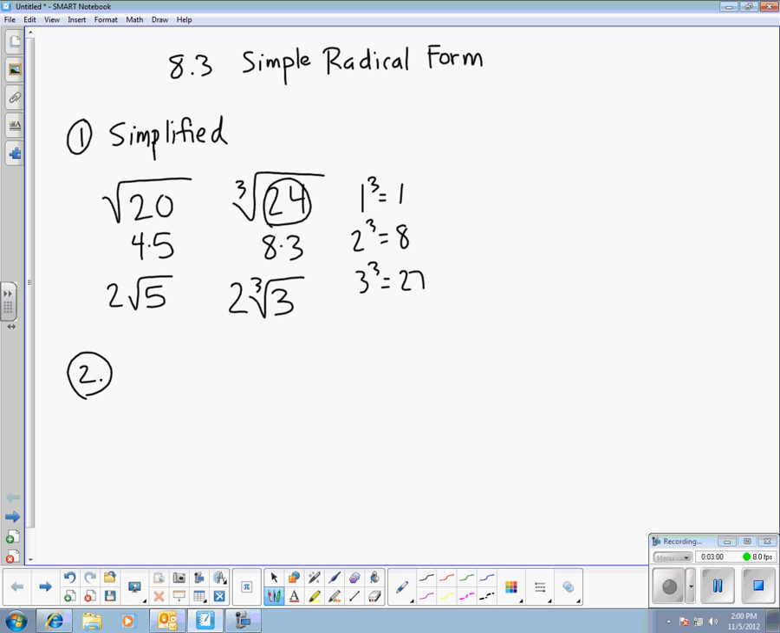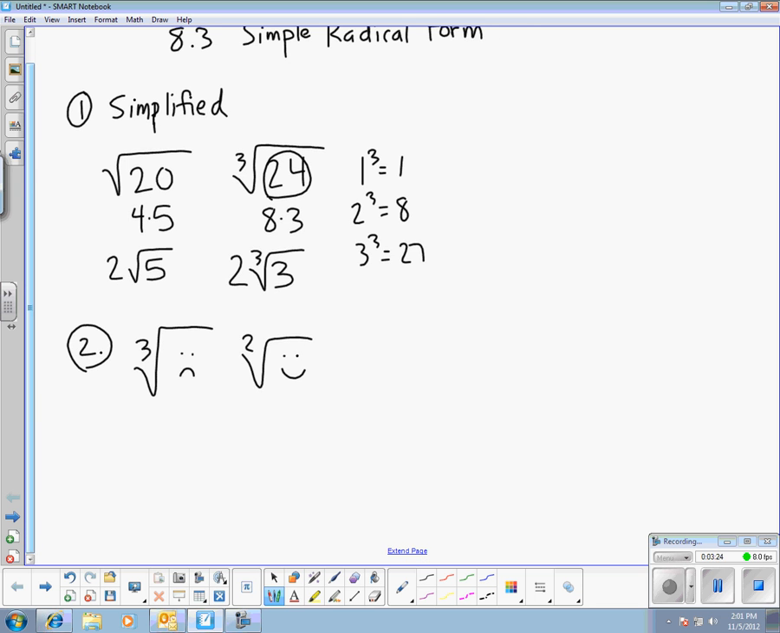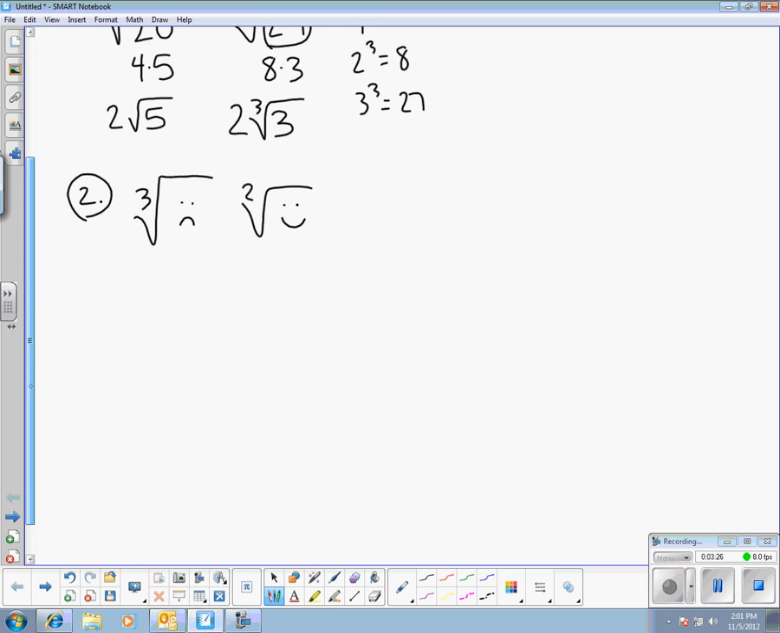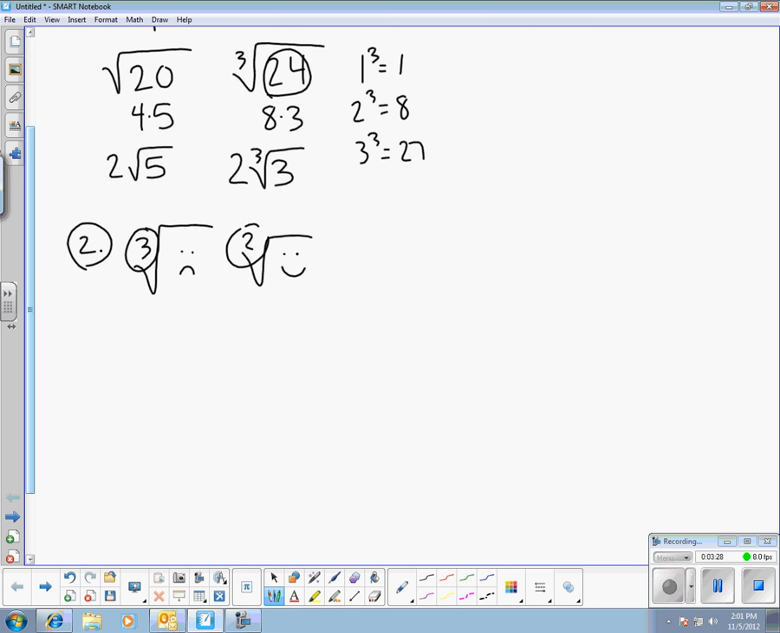Okay, rule number 2, the root index is as low as possible, which means that I cannot write the cube root of something if the square root will do. This is no good if the same expression is equal to the square root of something. I can't have the 6th root if the 5th root or the 4th root will do. So the next logical question is, how do I get that root index, this is the root index here, to be smaller? It has to be as small as possible.